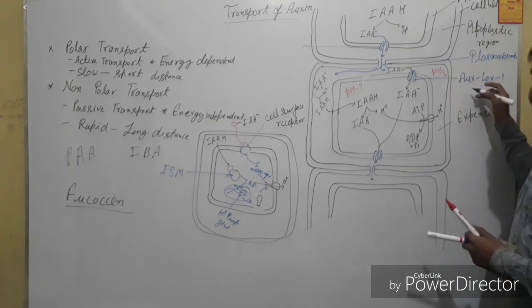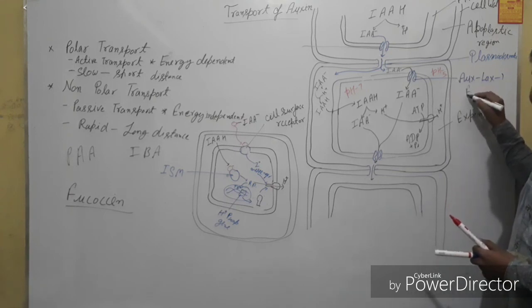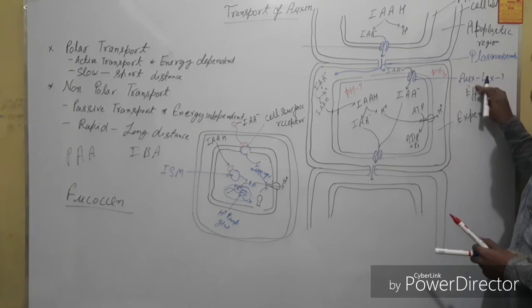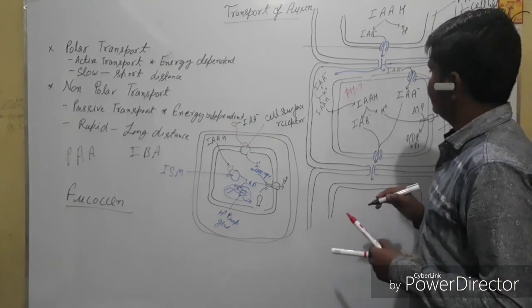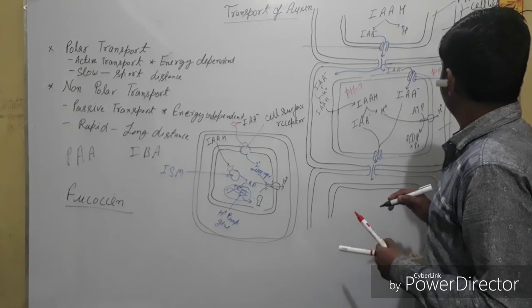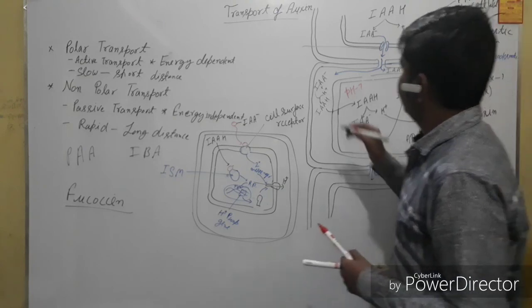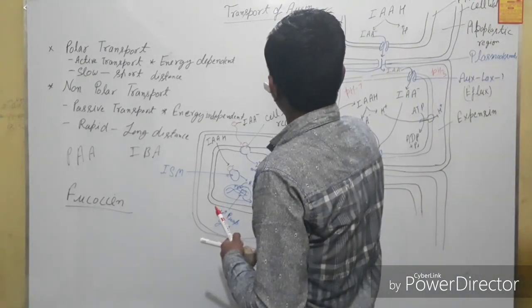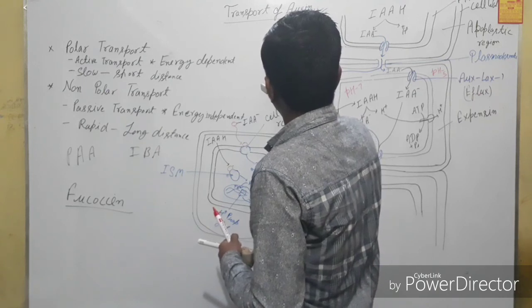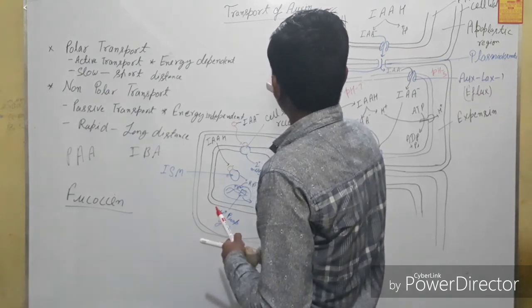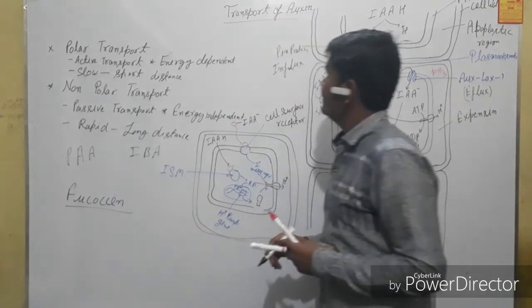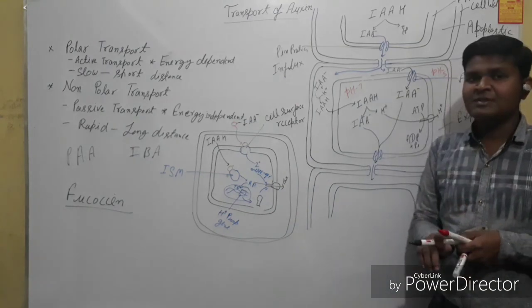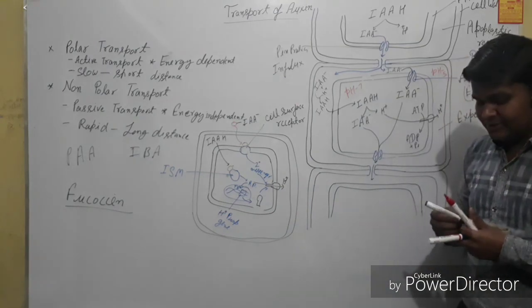This one is the efflux protein, and this one is the PIN protein, which is known as the influx protein. Okay, then this is all about the transport of auxin.